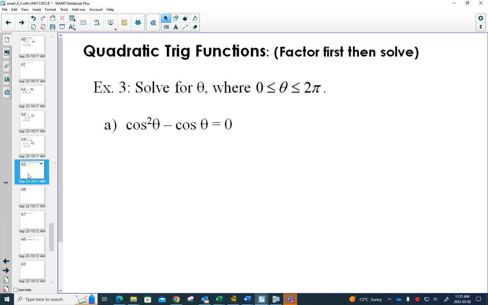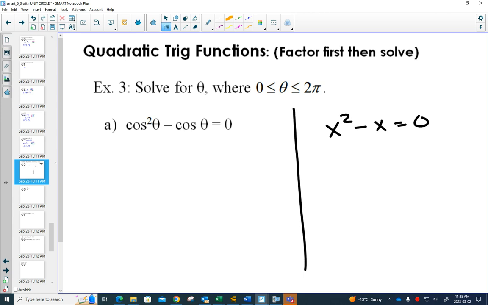One of the big things you learned in quadratic equations in grade 11 was factoring. So in grade 11, this question wouldn't have cos. The grade 11 question would just look like this: what is x squared minus x equals 0? How would you solve it? The biggest strategy you learned in grade 11 to solve quadratic equations was factoring, right?